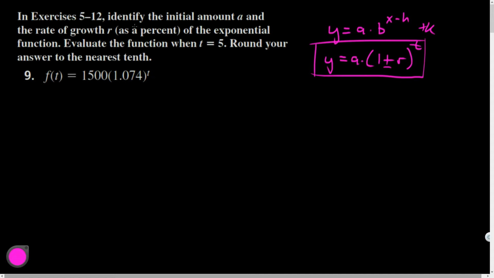All right, so it says identify the initial amount, a, and the rate of growth, r, as a percent of the exponential function, then evaluate when t equals 5. So in this problem, a is equal to the 1500. And to find r, I'm going to have to do a little bit of work. This value here is the equivalent of b, and I want to point out that b is equal to either 1 plus r or 1 minus r.